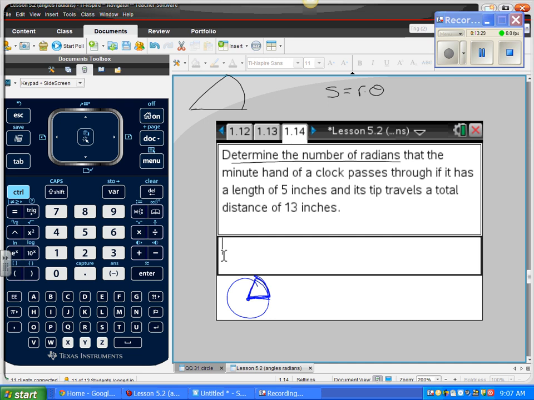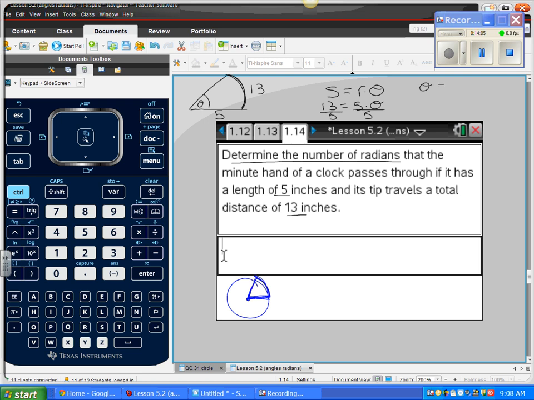So which one of these is my radius? 5 is my radius. Good. That's the length of the piece. And 13 is going to be my arc length, the distance that it has traveled. And then I'm going to be looking for theta. So you have to be able to draw the picture. So I've got 13 equals 5 times theta. Divide by 5, good.